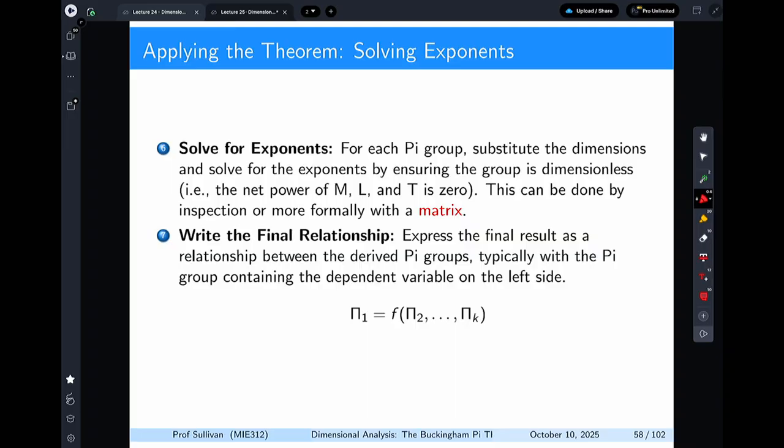Substitute the dimensions and solve for the exponents by ensuring the group is dimensionless, so the net power of m, l, and t is 0, and then everything works out well. So again, that one step where you choose your repeating variables is the really important step. Everything else works out reasonably well. Express the final result as a relationship between the derived pi groups, typically with the pi group containing the dimensional variable on the left-hand side.